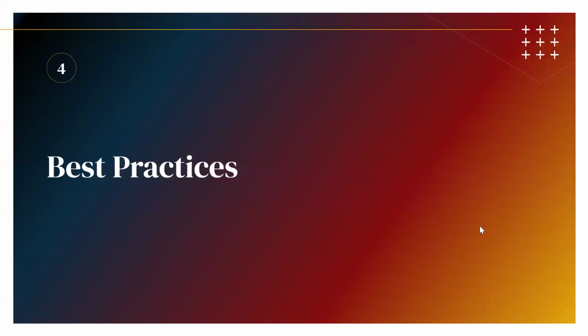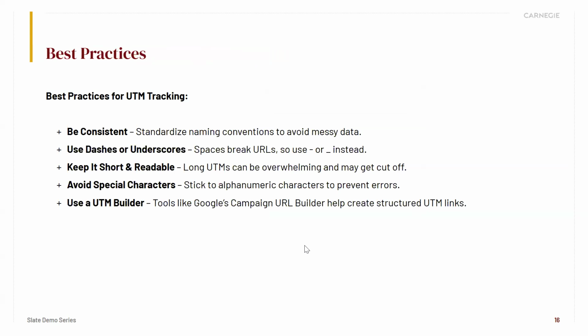Next, we'll dive into best practices. So overall, be consistent. Standardize those naming conventions to avoid any messy data, especially if you're working with multiple counselors or staff members who may be creating different mailings. It's great to be consistent and utilize a specific naming convention to make sure that you're keeping track across the board. Make sure to utilize dashes or underscores. Spaces do break URLs, so utilizing those dashes or underscores will make sure that your UTMs function as needed.